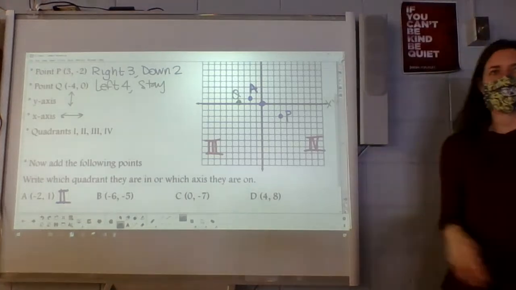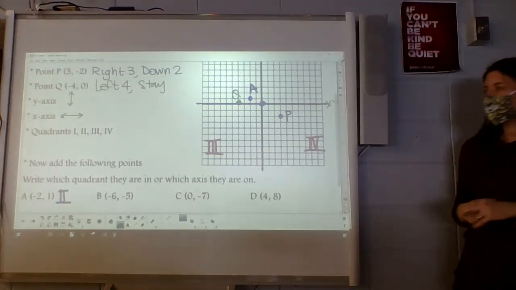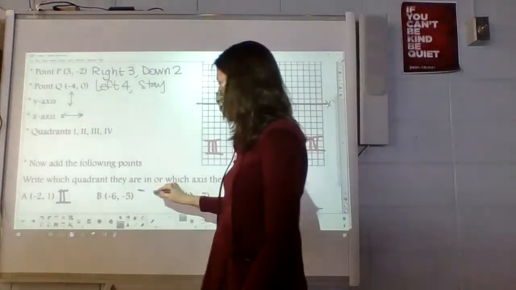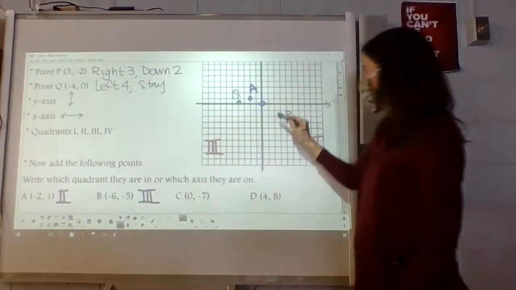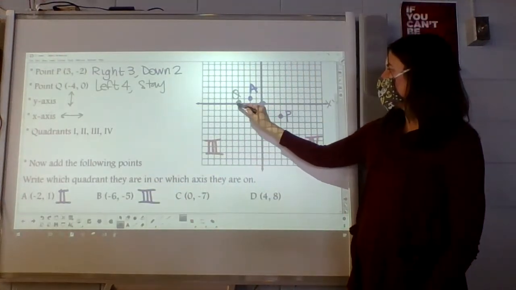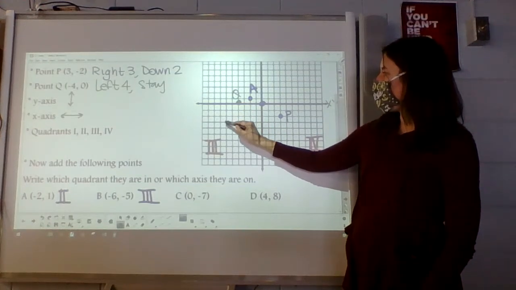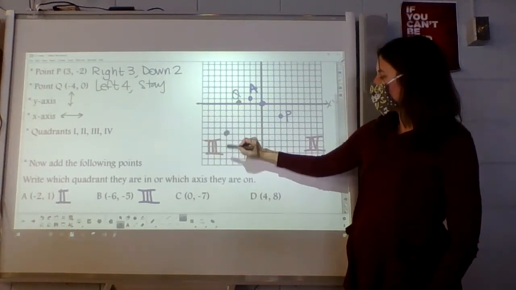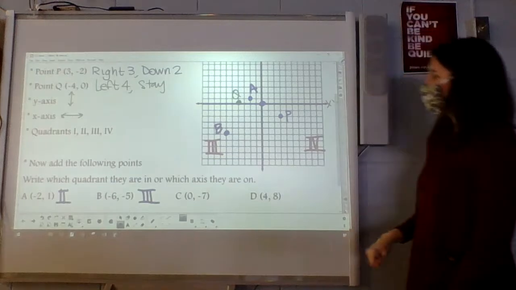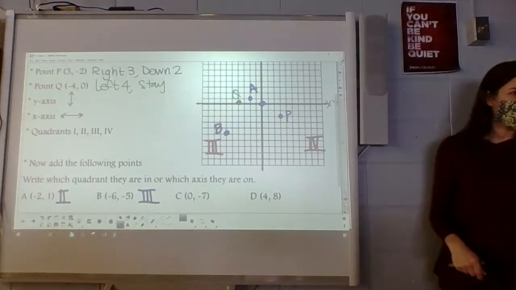B is in which quadrant? In quadrant 3, the 2 negatives. So negative 6, and then negative 5. So there's B. C is where?